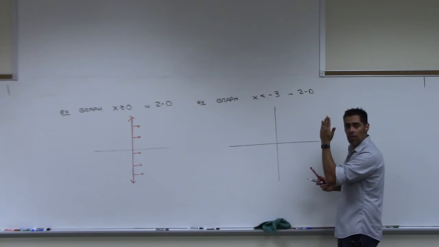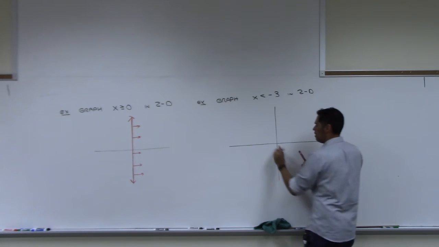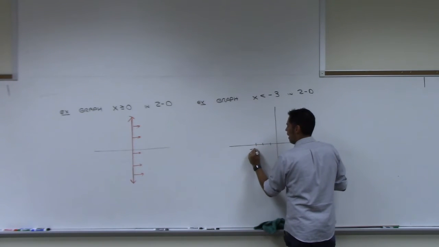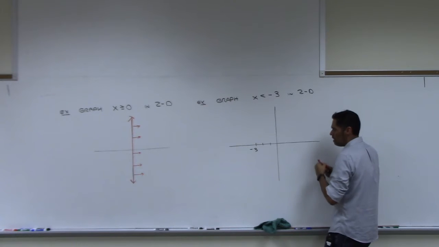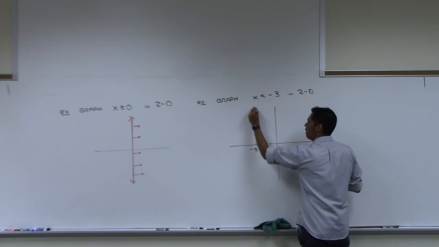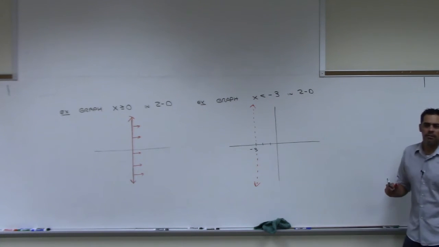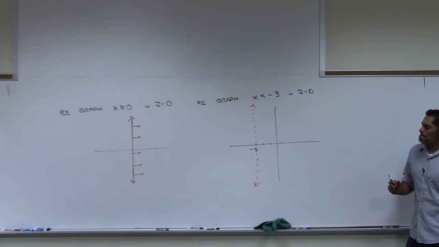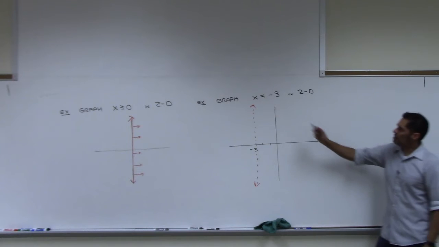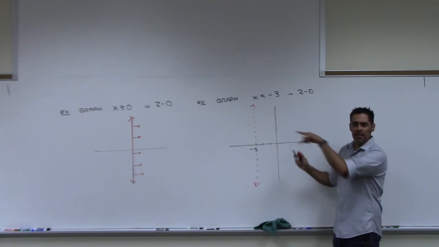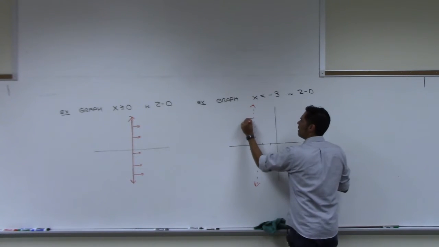Vertical line, where? At -3. And what type of line? Dotted line. And shade everything where? If your x has to be smaller than -3, you have to be to the left. So you're going to be shading left here.